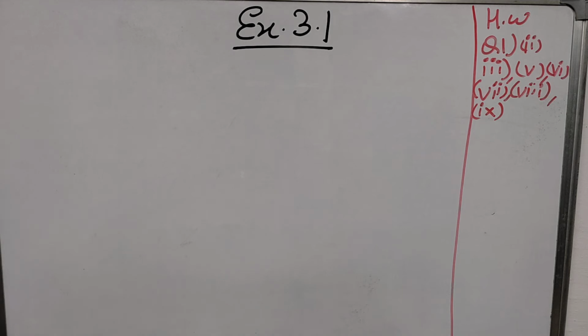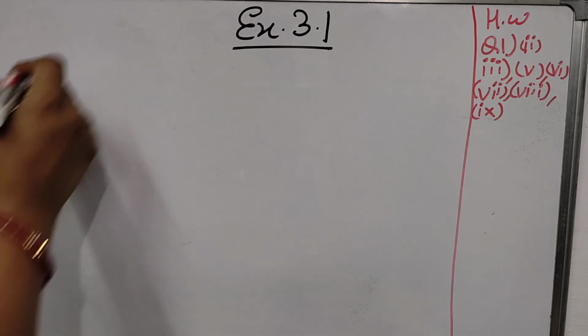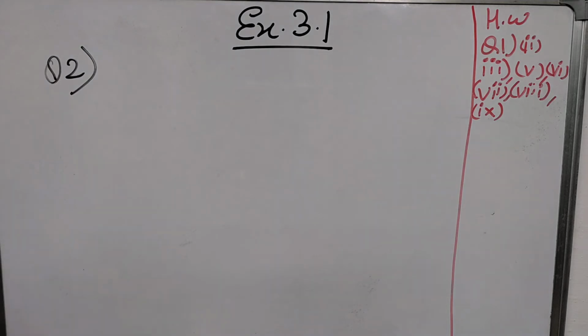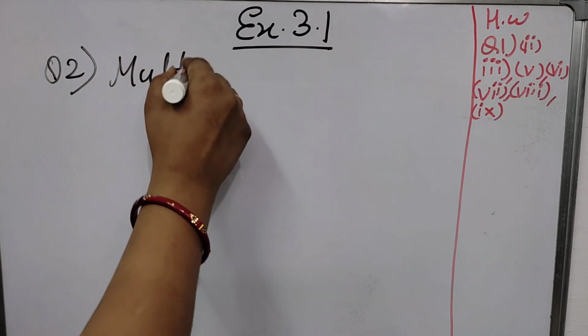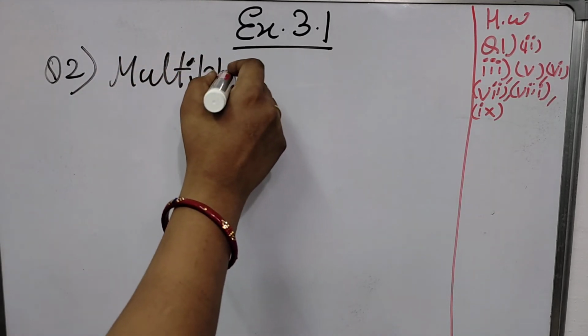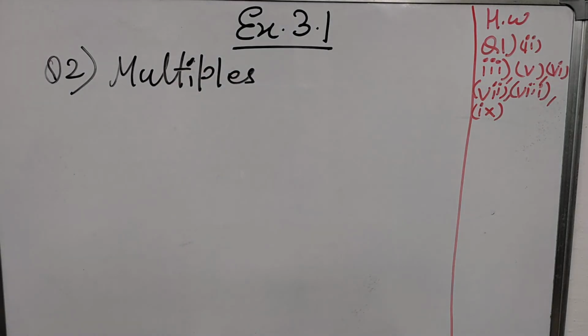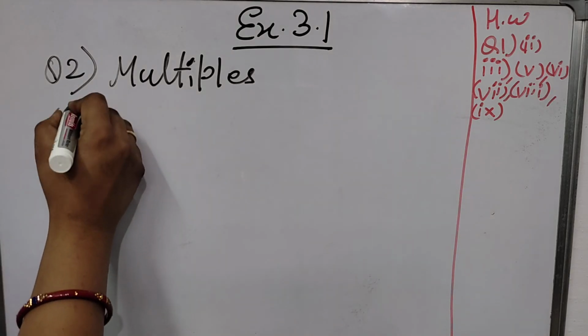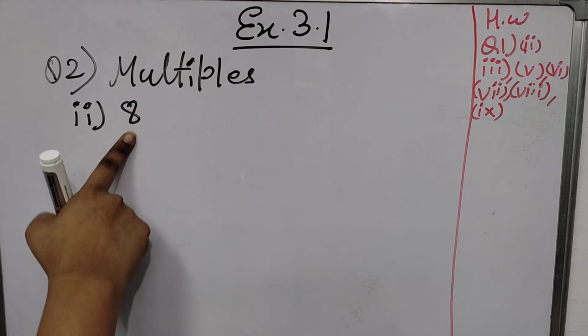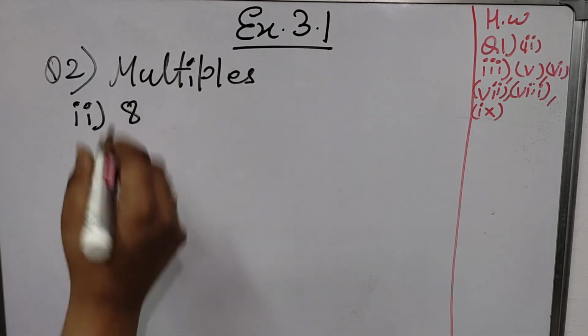Question number 2 is write the first 5 multiples of. Now we need to find out multiples. Multiples are those numbers which we get by multiplying given number with any other whole number. So it is asking for first 5 multiples. That means for whatever number we are calculating multiples, we need to multiply it with first 5 whole numbers.